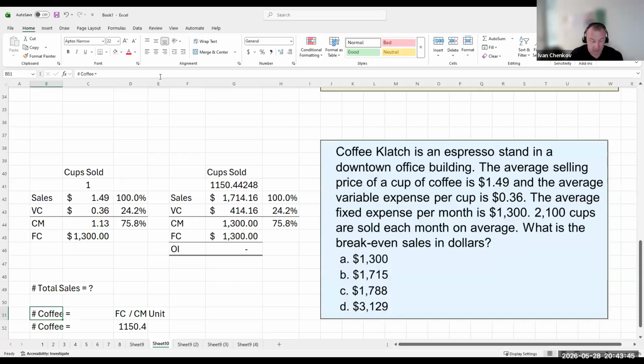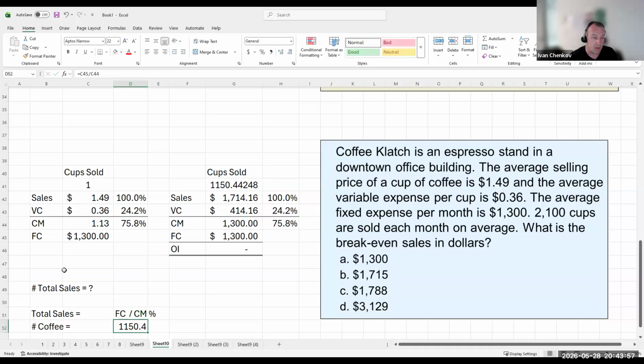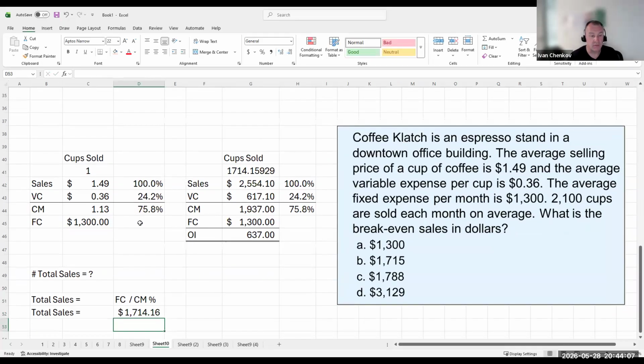Now the total sales should be equal to the fixed cost divided by contribution margin ratio. Or the total sales, in this case, should be equal to fixed cost divided by contribution margin ratio, or should be 1,715 in this case. We're going to round it up.